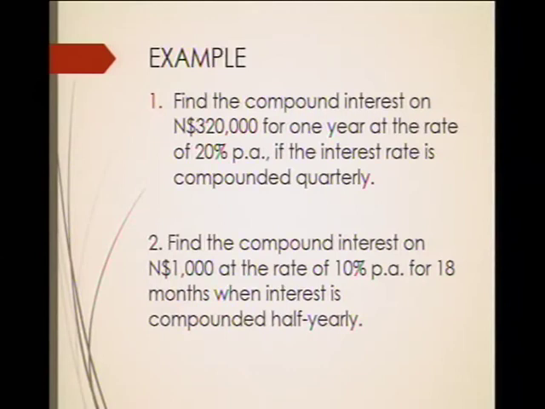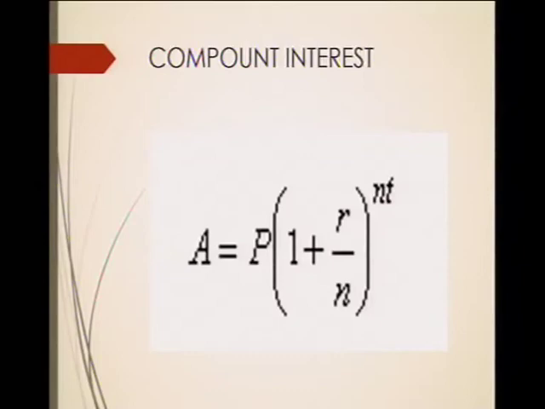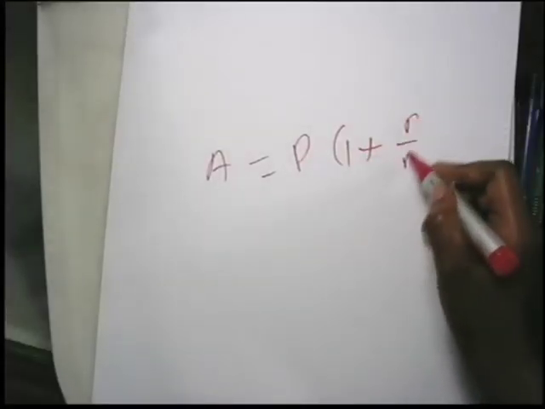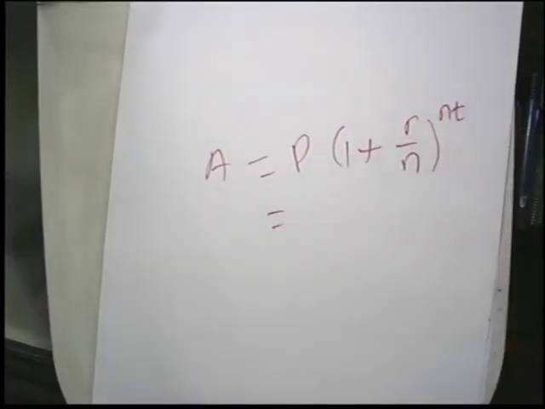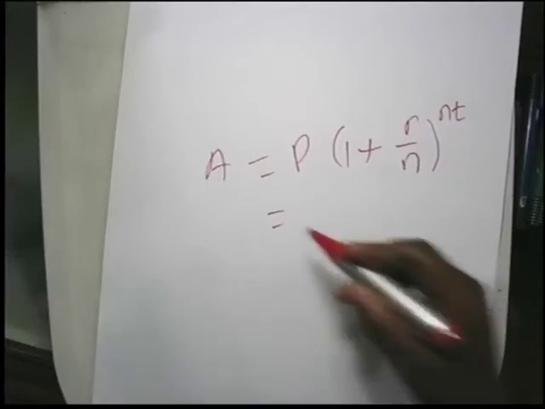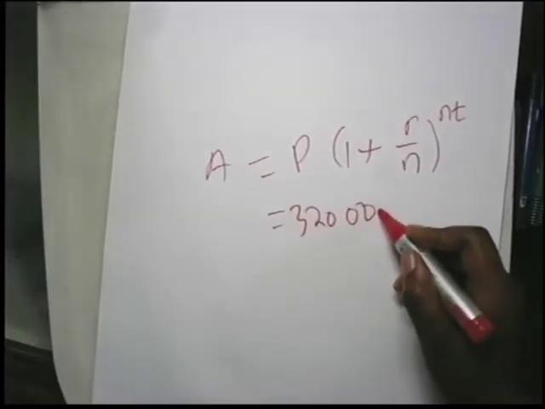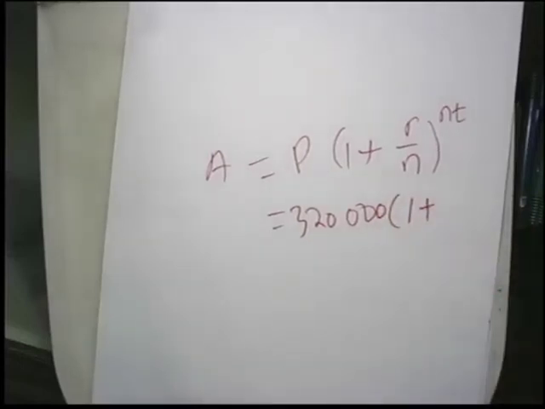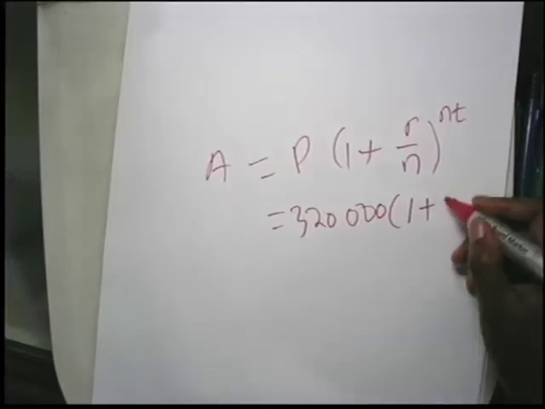And then we have an example there. Find the compound interest on 320,000 for 1 year at the rate of 20% per annum if the interest is compounded quarterly. If you look at these examples here, they are all based on compound interest because you always get it wrong. The formula says A = P(1 + R/N)^(NT), and the question says 320,000, 1 plus the rate. The rate is 20%, and 20% is 20 divided by 100, which is 0.2.